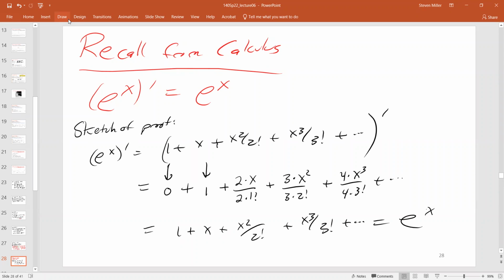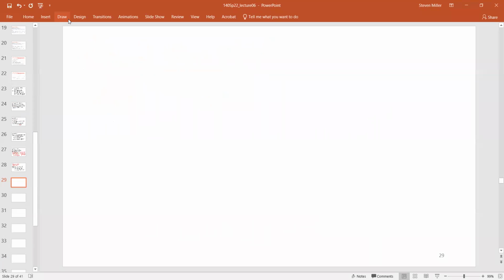So here's a way to justify that the derivative of e to the x is actually e to the x. If we can differentiate this infinite sum term by term, then the derivative of e to the x is e to the x. So again, I'm trying to review some of the stuff you've done in Calc 1. I know it's been a while for some of you. So if we now have the derivative of e to the x, what's the other function we want to have the derivative of? What's the complementary function to the exponential?